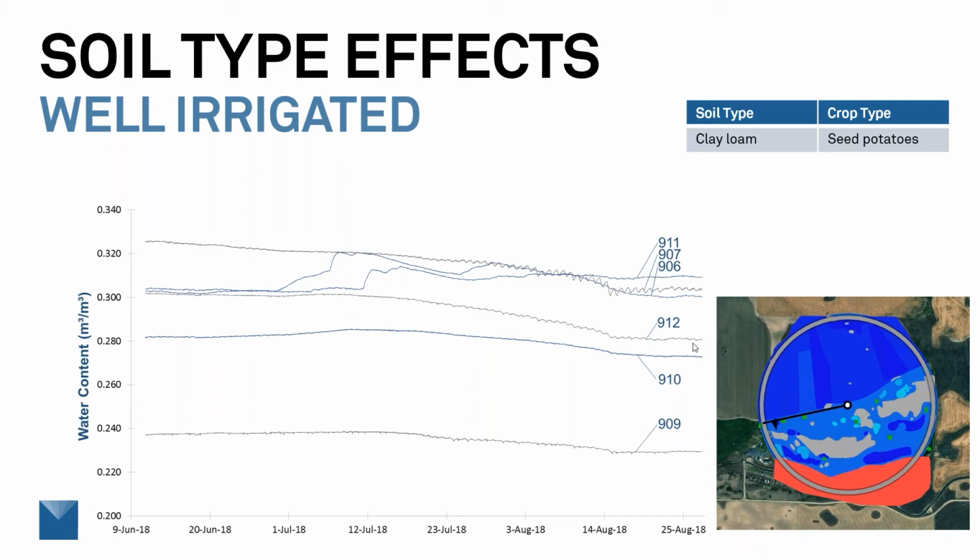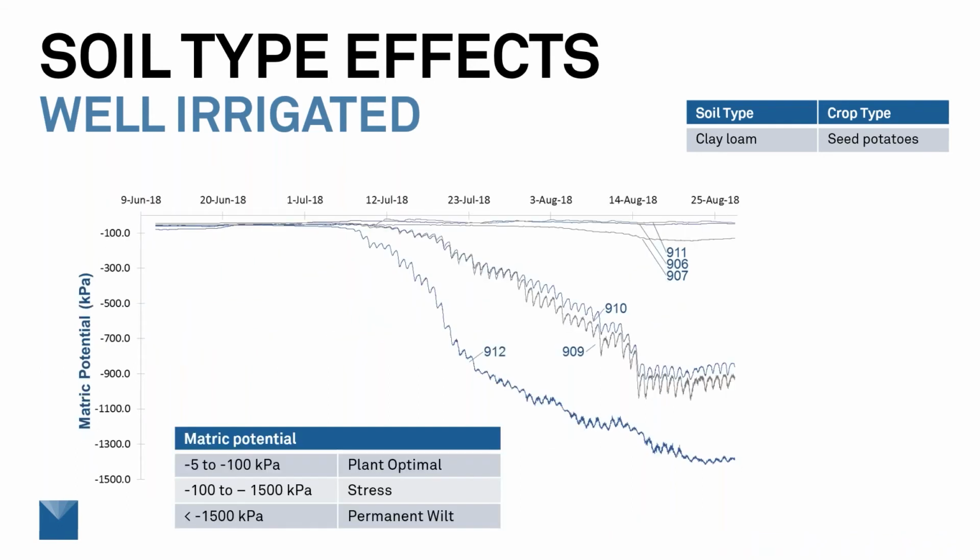Now, the question is, does that mean that there was no stress in the field and that all the potatoes were irrigated at an expected level where they wouldn't have stress? Well, the reality is no. Here's matrix potential data for that same field across the same time. So again, we're still in clay loam, still in seed potatoes in the same field, but now we're looking at matrix potential over on the y-axis and the same time on the x-axis.